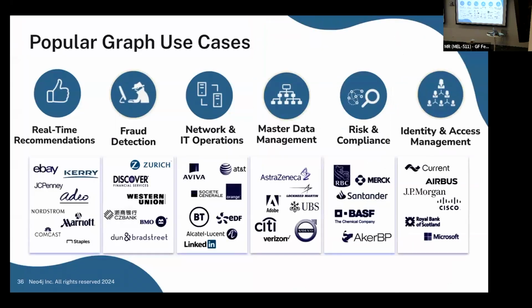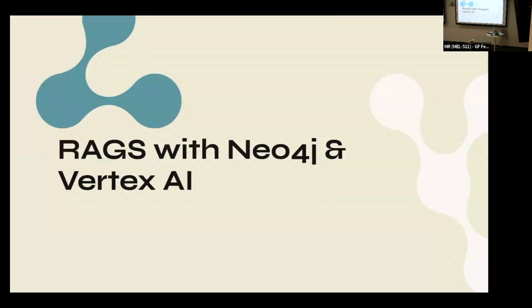These are some of the popular use cases on graphs, but not just limited to them. We feel that these are some use cases where graphs can play a real pivotal role. From here, I'll move on to the actual part of RAGs with Neo4j and Vertex. How do these two things come together?